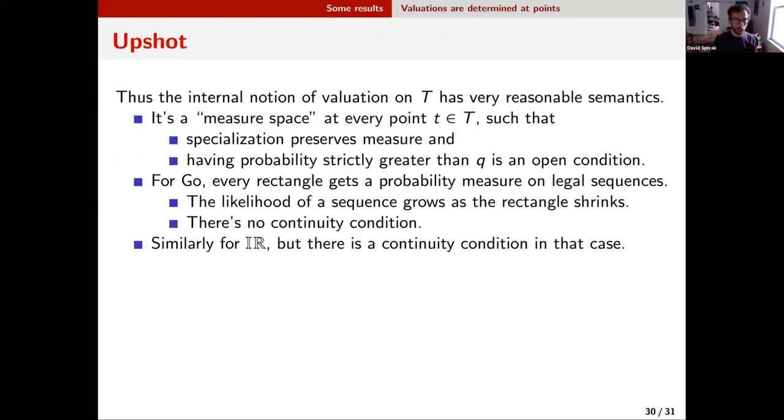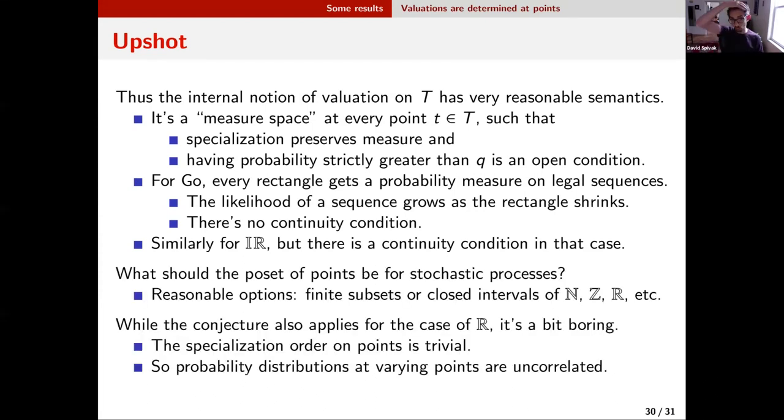So, the upshot is that the internal notion of valuation on T has very reasonable semantics. It's basically like a measure space at every point, such that specialization preserves the measure, and having probability strictly greater than q is an open condition. That's what I just said, basically. So for Go, every rectangle gets a probability distribution, and the likelihood of a sequence grows as the rectangle shrinks. There's no continuity condition for Go, but in R there is a continuity condition.